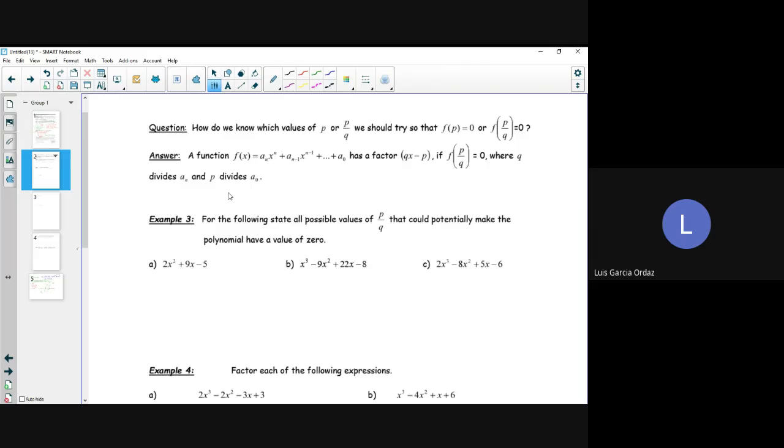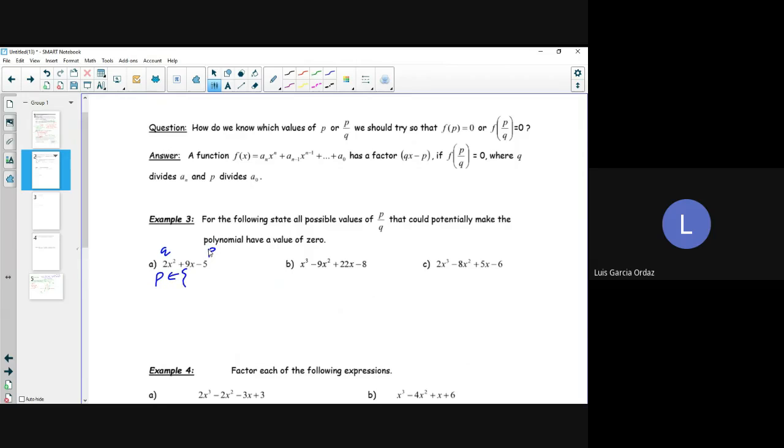So how do we know which values of p or p over q we should try so that f of p is equal to 0 or that f of p over q is equal to 0? All we're doing, so this is our p, and this would be our q, is taking factors of p and factors of q and trying to figure out which one is a factor of the polynomial. So for example 3, we're just looking at factors of p and factors of q.